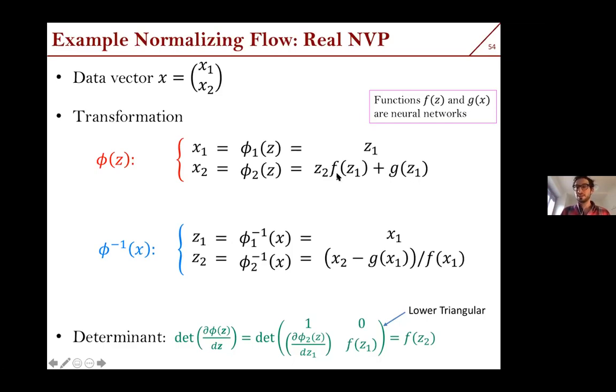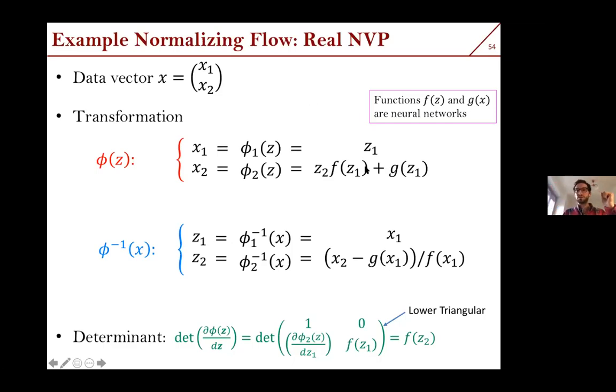So nicely, this is algebraically invertible. You can subtract and divide, and that gives you the transformation from X to Z. Also very importantly, because the first part of this transformation does not depend on Z2, we end up with a Jacobian that's lower triangular, and lower triangular Jacobians have determinants that are just the product of the diagonals. So that's a very fast operation to compute. In this case, the product of the diagonals is just this F of Z2. This is how you design these transformations so that you always get a determinant which is easy to compute. And we may chain many of these together.